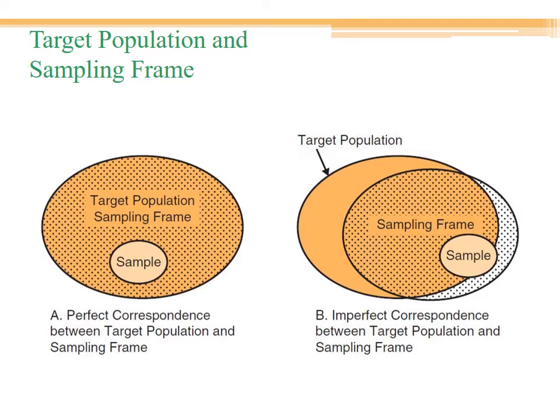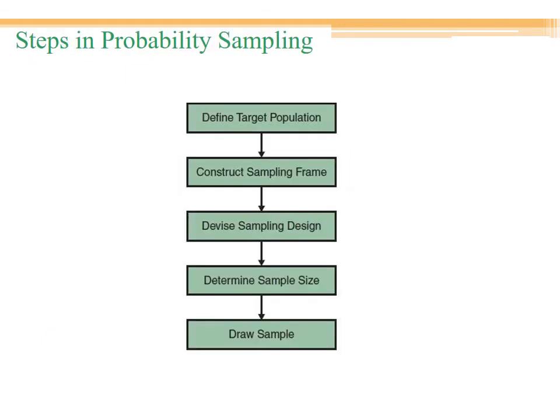Think back to that example of online students. If we only had a list of online methods students, that would not be representative of methods students in general, both online and face-to-face. So we've defined our population and have constructed a sampling frame, the first two steps. Next, we have to choose our sampling design.